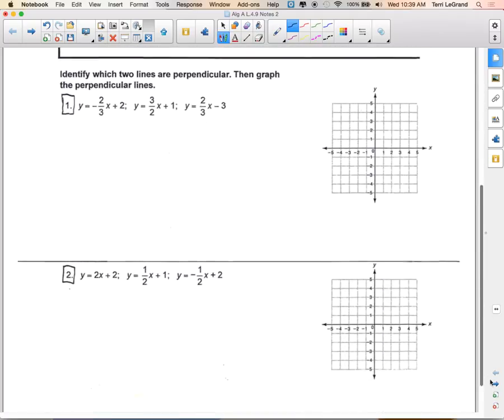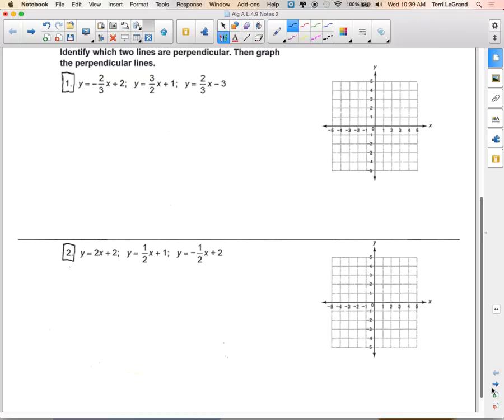So let's go down and practice a couple of these. Identify which two lines are perpendicular, then graph the perpendicular lines. Let's do this. It's kind of hard to tell how many equations we have here. So wherever there's a semicolon, there's a new equation going to be written. So there's one. Here's another equation. So it looks like we have 3 of them.